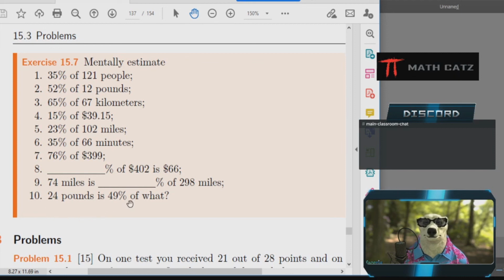24 pounds is 49% of what? Here I can take 50% very easily, and then it's just a little bit in reverse. So the 50% is a half, so I could say, well, 24 is a half of what? So I just have to reverse that by doubling it. So it's very handy, and it gives you confidence as well out there to have a sense of percentages.